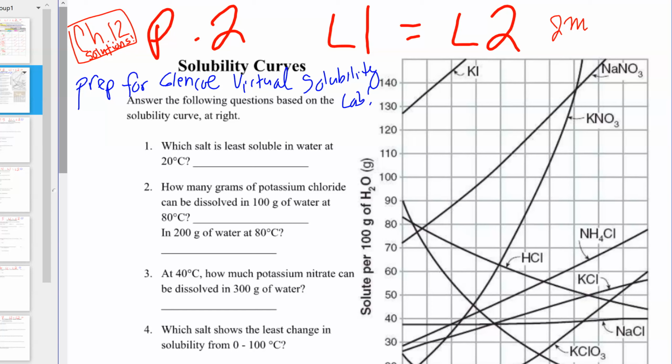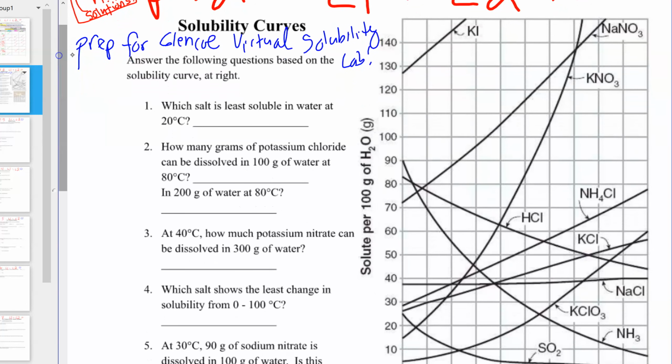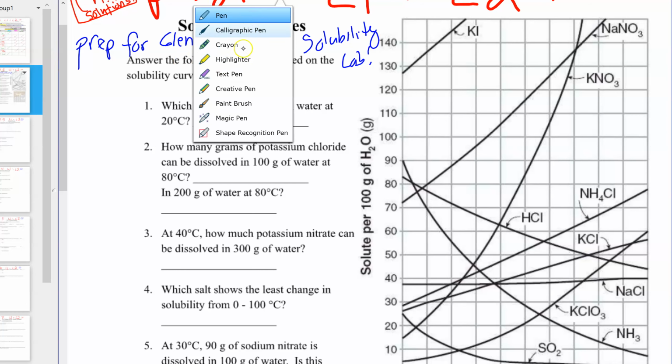This is page 2 for both Level 1 and Level 2 Chem, and this is a really good prep for our Glencoe Virtual Solubility Lab, which will be coming up later. Okay, so this is new Chapter 12 content. There's a little bit of it in your video notes. We're going to be answering questions based on the solubility curve at the right.